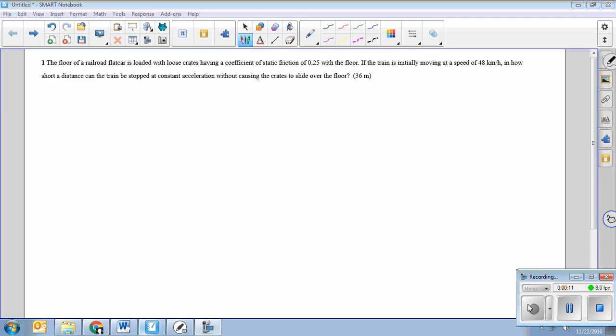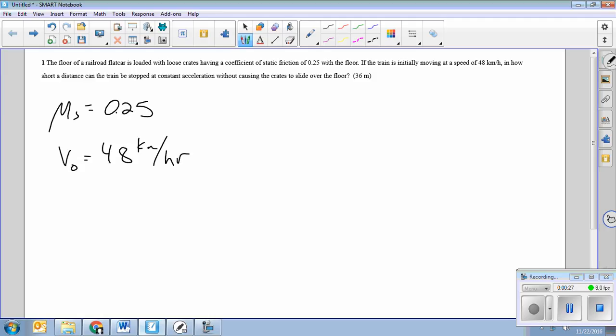It says the floor of the railroad flat car is loaded with loose crates having a coefficient of static friction of 0.25 between the floor and the crates. The train is initially moving at 48 kilometers an hour. So obviously you need to convert that to meters per second. And then the question is, in how short of a distance can the train be stopped at a constant acceleration without causing the crates to slide over the floor?